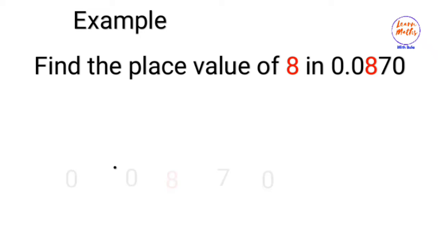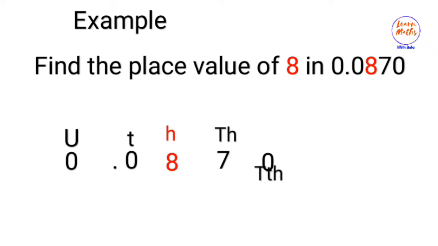Now find the place value of 8 in 0.0870. Okay, we have 0, the number before the decimal, will carry units, tens, hundreds, thousands, 10,000s. Is that correct? No, definitely it is not correct. It's supposed to be units, tenths, hundredths, thousandths, and ten-thousandths.